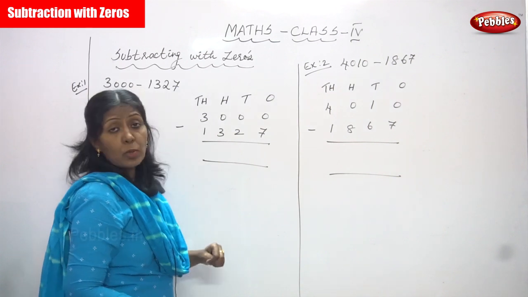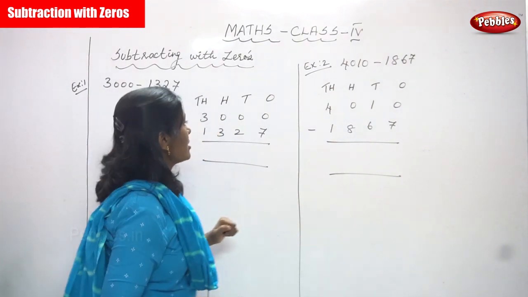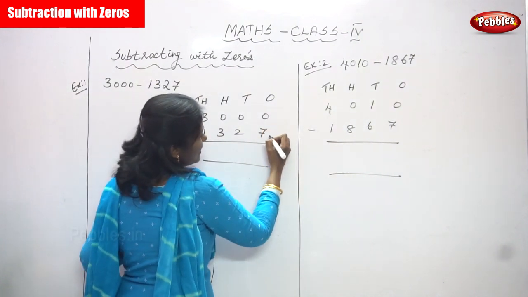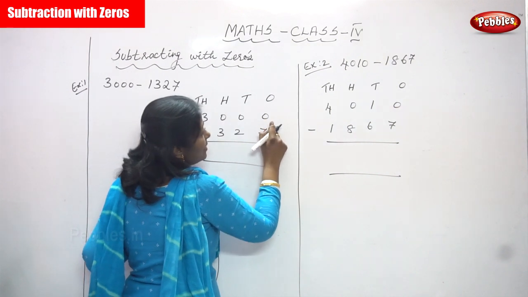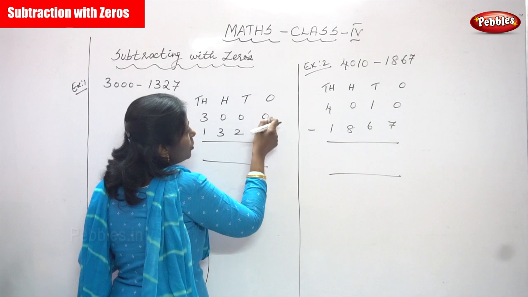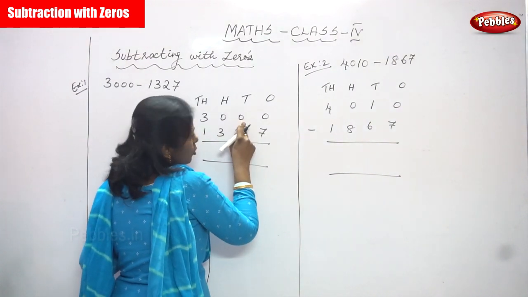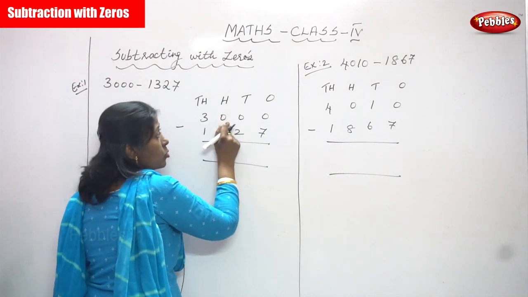Now we are going to subtract. It's a boring subtraction, you know that very well. So the first number is 0 minus 7. You can't subtract, because 0 is a smaller number and 7 is a greater number. So you have to borrow from tens. But here also 0, so you have to go to the hundreds. Here also 0, so you can't subtract.